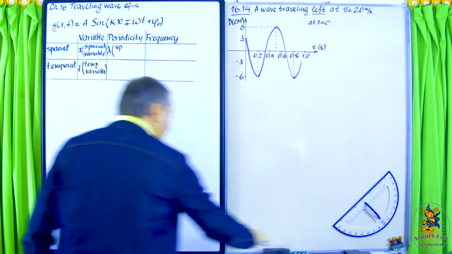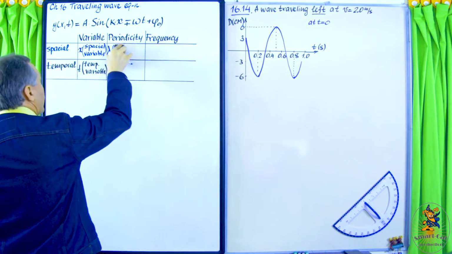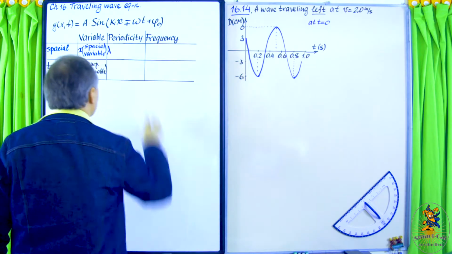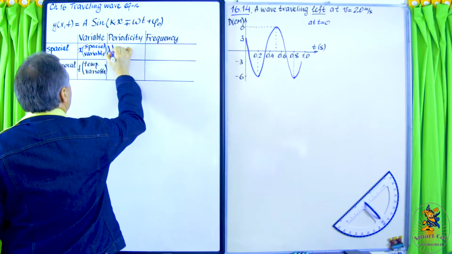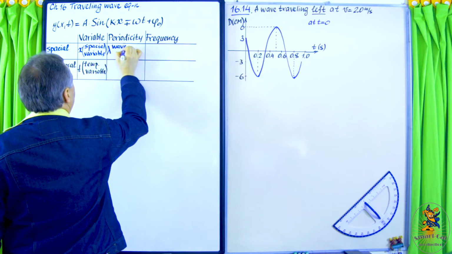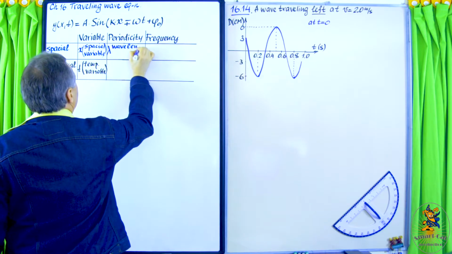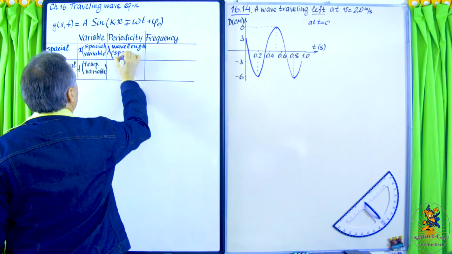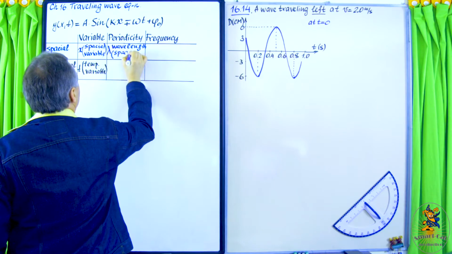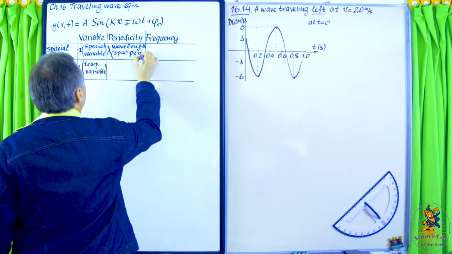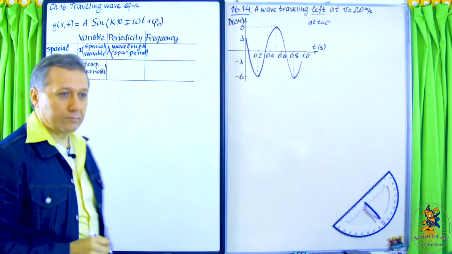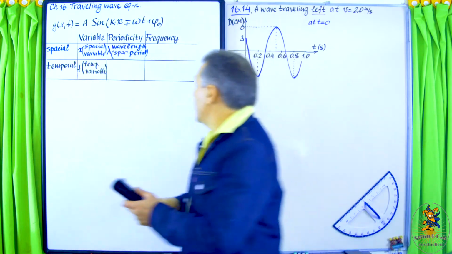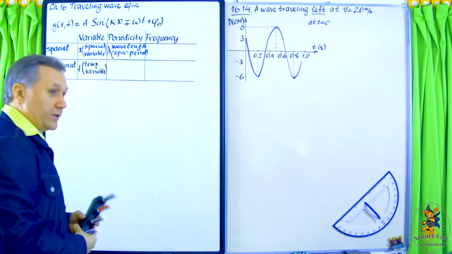Let me first write wavelength, the name, and then I will write the meaning. All right, so first the name, wavelength, and then the meaning, spatial periodicity. Wavelength, spatial periodicity. Okay, so that's the parameter which describes periodicity in space.